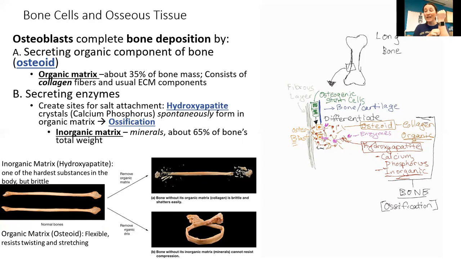You can think of your skin, right, as being made of a lot of collagen. And so if we remove the inorganic matrix from our bones, it essentially behaves like this flexible skin. Okay, so obviously that is not ideal if we want to stand up against gravity. And so we also need to add the inorganic matrix, right? So why can't we just use the inorganic matrix?